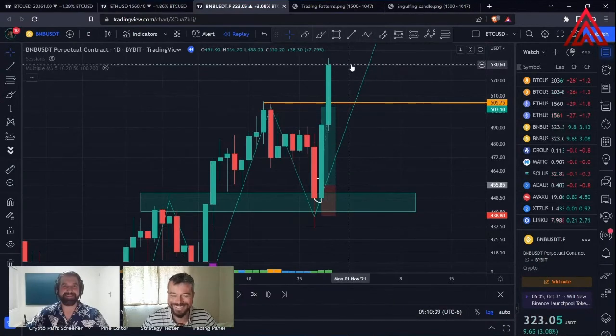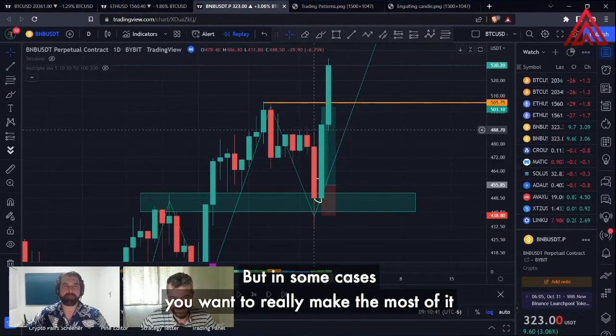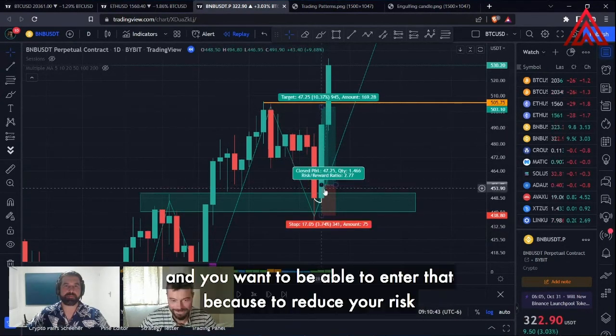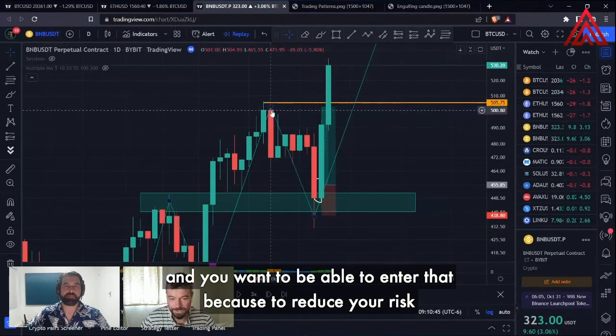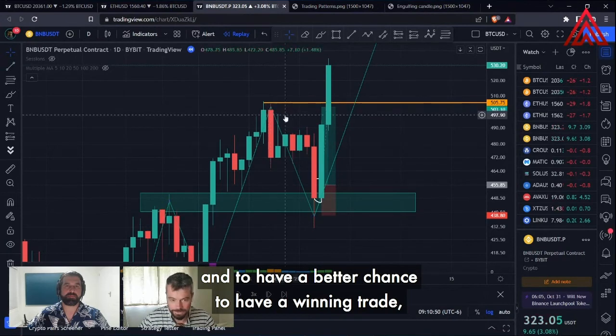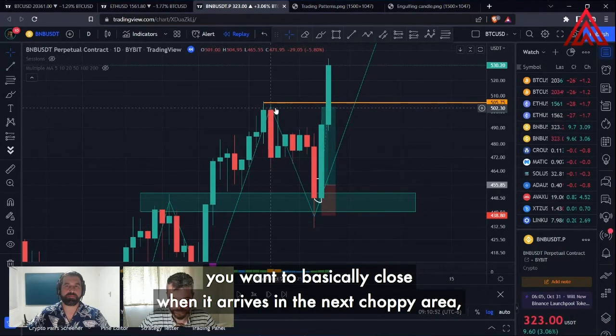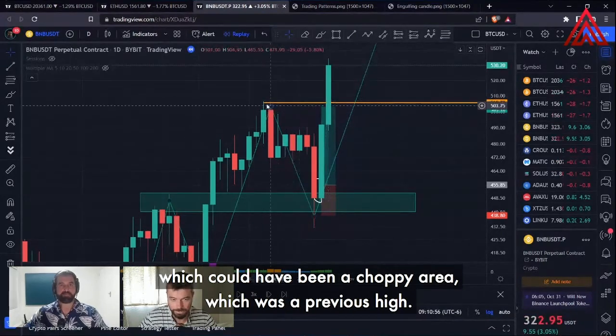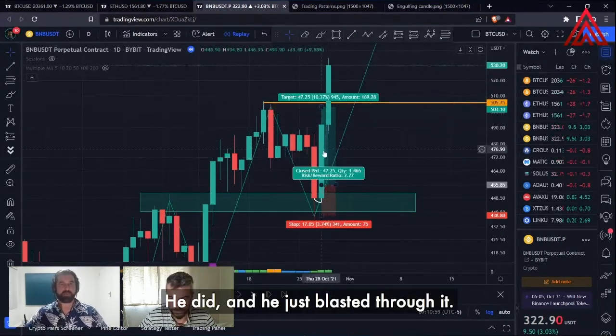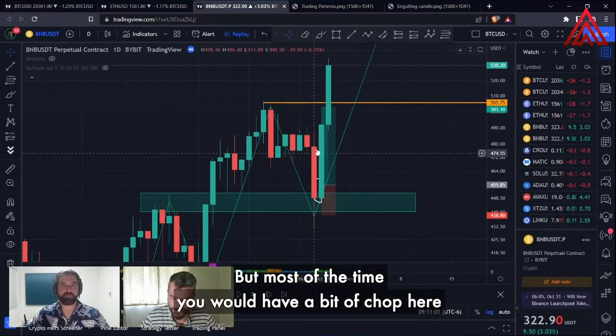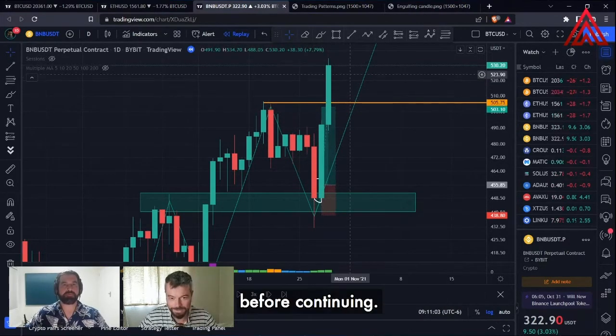In that case it would have been too bad because the next candle is quite decent as well. But in some cases you really want to make the most of it and enter there, to reduce your risk and have a better chance of a winning trade. You want to close when it arrives in the next choppy area, which could have been the previous high. Here it didn't, it just blasted through it, but most of the time you will have a bit of chop here before continuing.